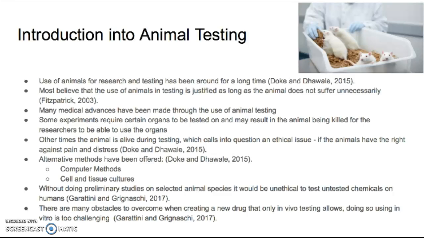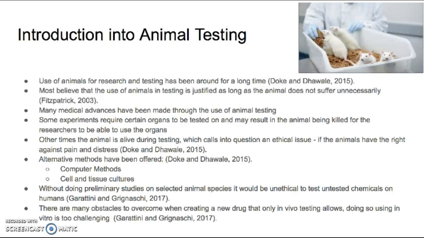Drug testing is useful in the development of new treatments for infectious and non-infectious diseases. Animals also serve as a tool to understand the effects of medical procedures and surgical experiments. They are used to obtain products like vaccines and antibiotics, which are then used in treatments. Some experiments require certain organs to be tested on and may result in the animal being killed for the researchers to be able to use the organs.